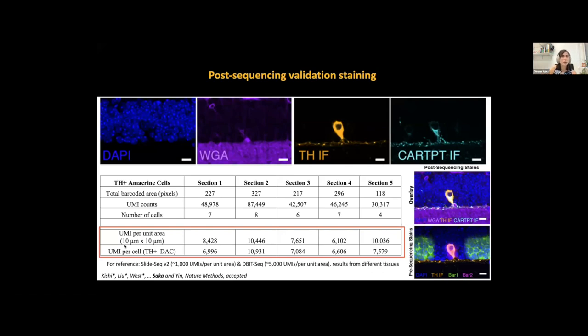Because this is a definition that has been used in other spatial transcriptomic methods like Slide-seq, maybe you might have heard of it, or the DBiT-seq type of approaches. And we were able to get UMIs or transcripts from this type of area in the range of 6,000 to 10,000. These are all the different replicates.